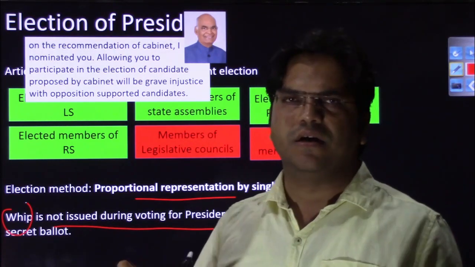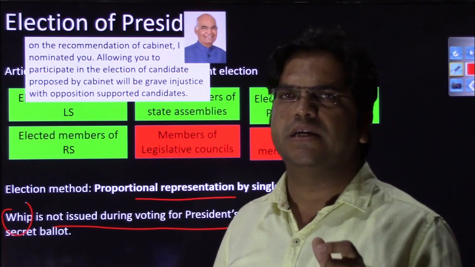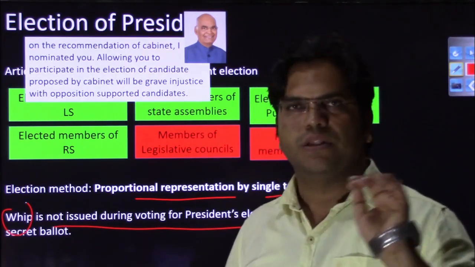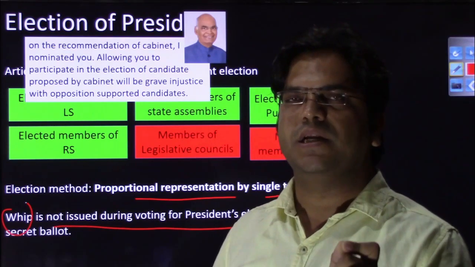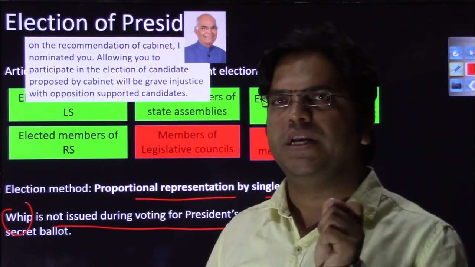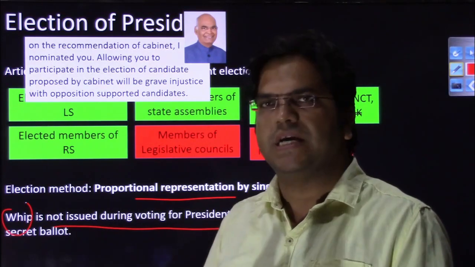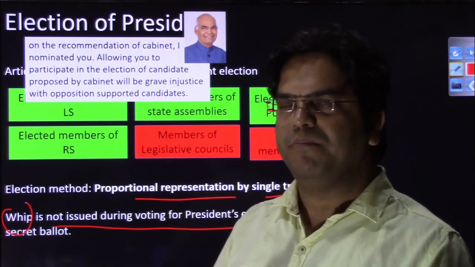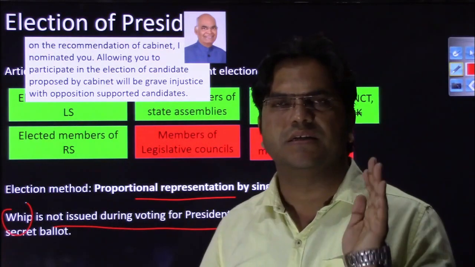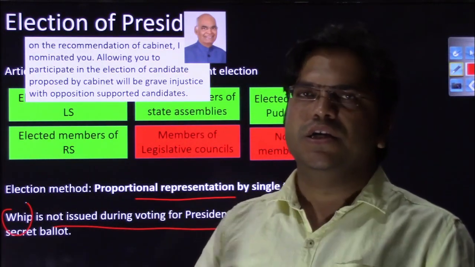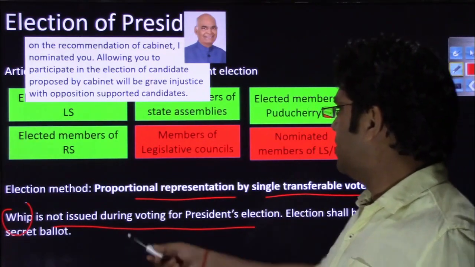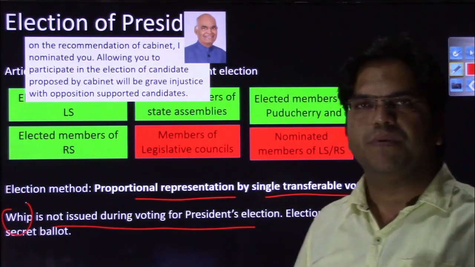Every political party has a whip leader in every house. If a member of parliament or member of legislative assembly does not vote in the manner directed, even after the whip has been issued to them, they will be subjected to anti-defection. So that is what whip is: nothing but a political dictate issued by party chiefs. It is simply a party stand. But in the election of president, this whip is not issued.